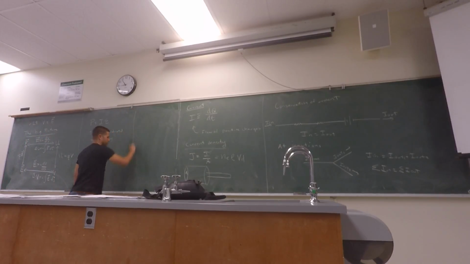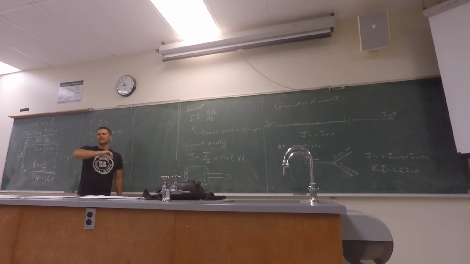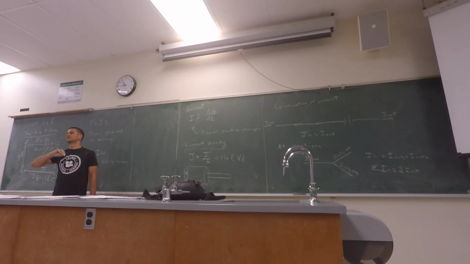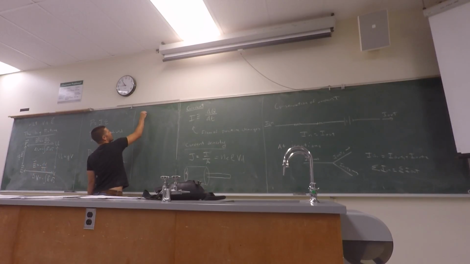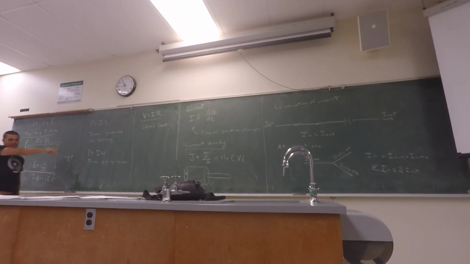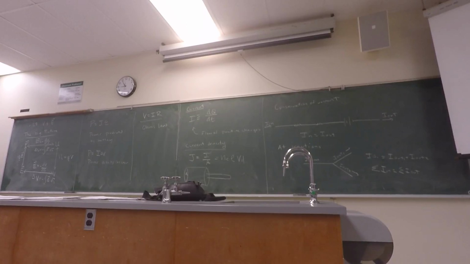We also have Ohm's law. Remember what Ohm's law said, right? V equals I times R. That's Ohm's law. So that tells you the relationship between the voltage across the resistor, the current through the resistor, and the resistance. Okay, this is all more recent stuff.